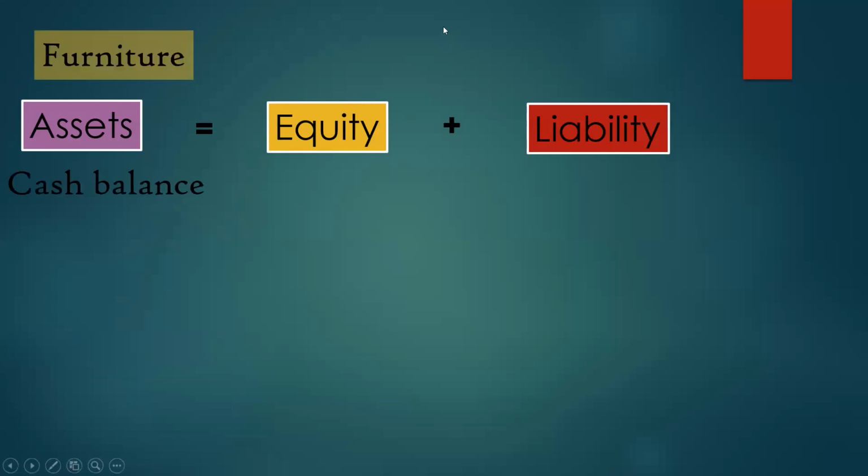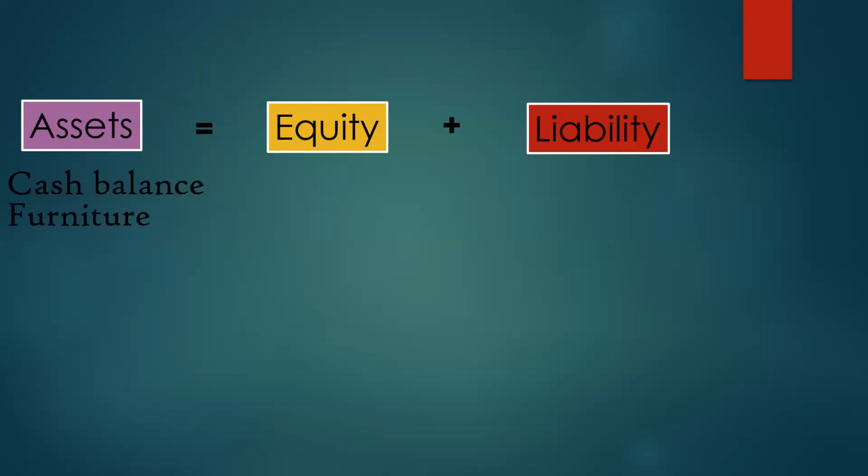Furniture. Does it come under asset, equity, or liability? Come on, send your answers. Okay, so it is an asset again. Very good. Furniture is an asset. What about this?